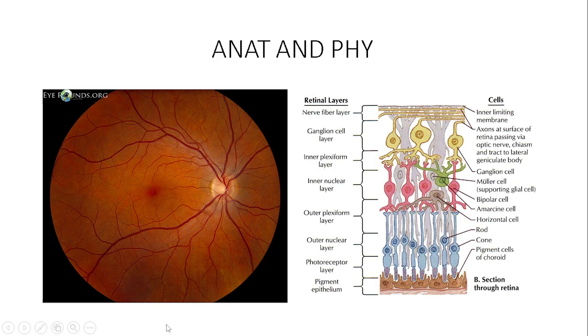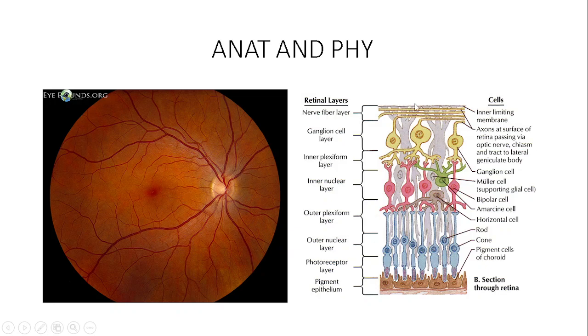Now let's look at this particular picture. This is the picture of the retina when you do fundoscopy. There's the optic disc, this is the fovea, this is the macular area. This is the vascular arcade surrounding the macula. All right, so talking about layers of the retina.